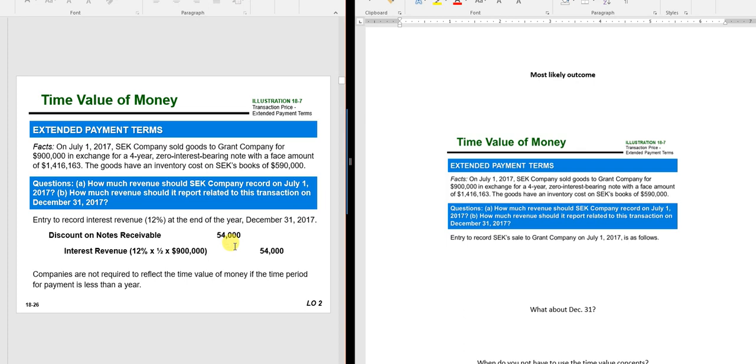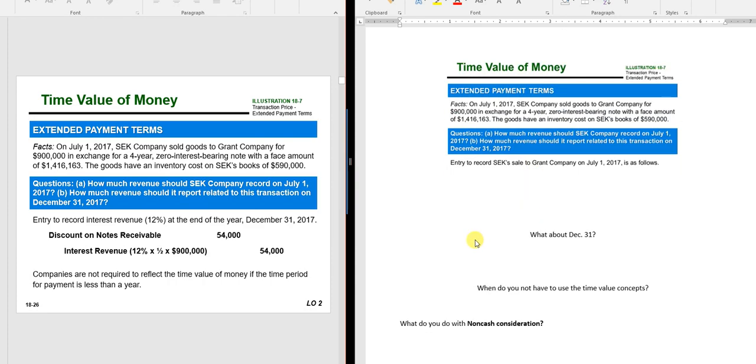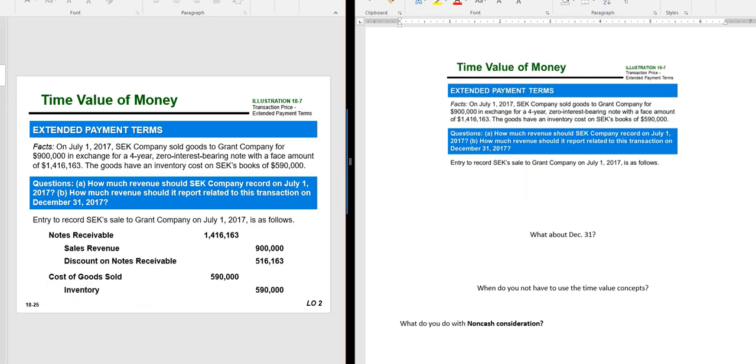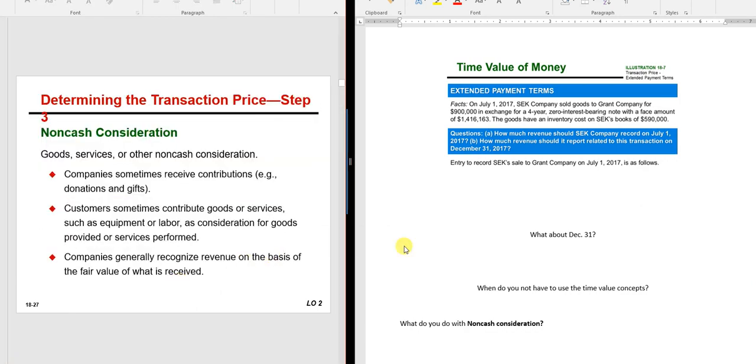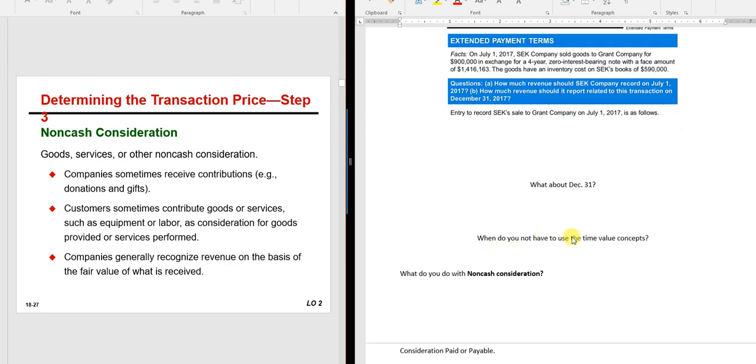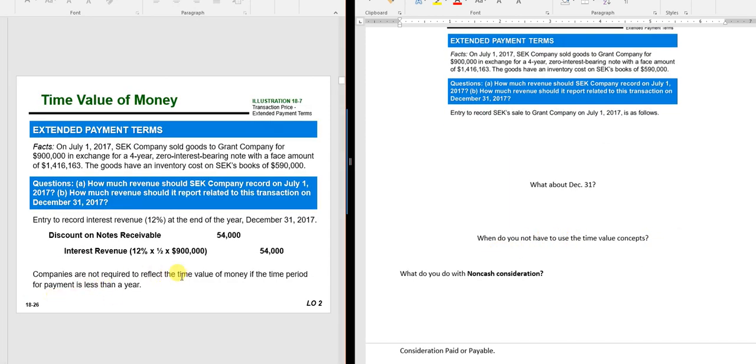Quite frankly, the big mistake made on these is putting interest expense on instead of interest revenue because your mind is thinking bonds payable a little bit. Okay, so notice my revenue recognition is why it's in this chapter: I'm concerned about the 900,000, and in this entry I'm concerned about the interest revenue that I've earned. Okay. When do you not have to use the time value concept? When the time period is less than a year. Okay, or the amount of interest is so immaterial.